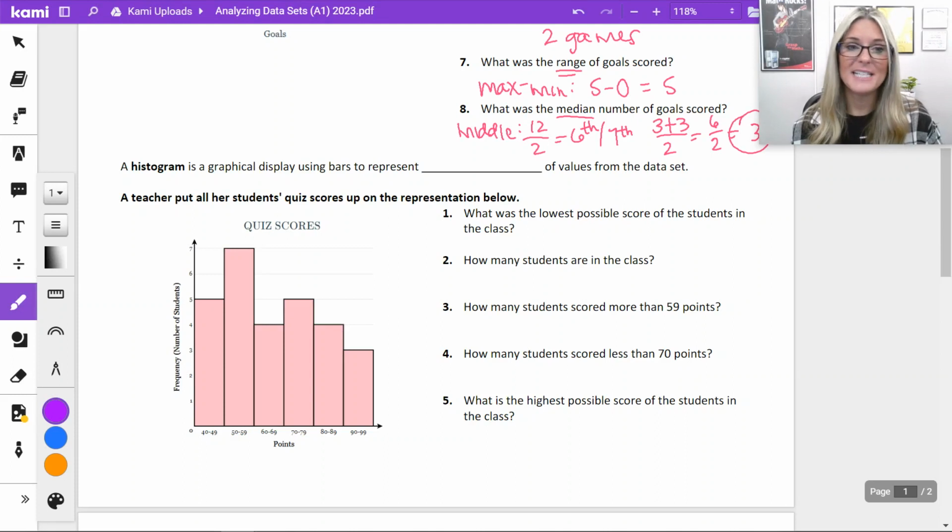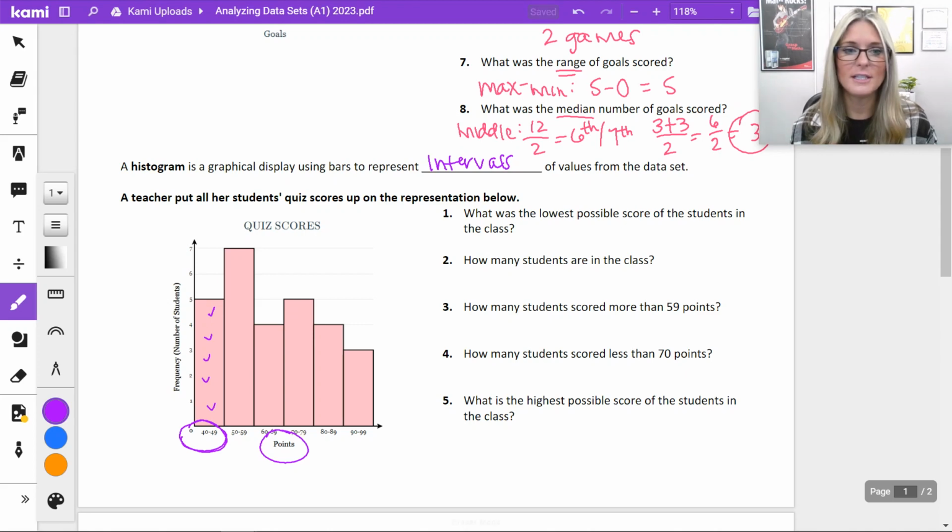Our next data representation is a histogram, a graphical display using bars to represent intervals of values from a data set. So there's actually ranges that represent the bars. Let's look down here. A teacher put all of our students' quiz scores up on the representation below. It is points down here at the bottom, and students that scored between 40 and 49 points are in that first group. And there are 1, 2, 3, 4, 5 students that scored in that range. So a histogram is like a bar graph, except it uses intervals.